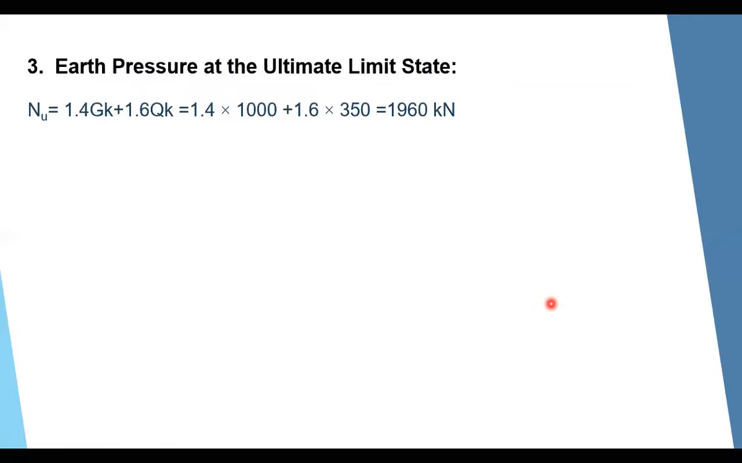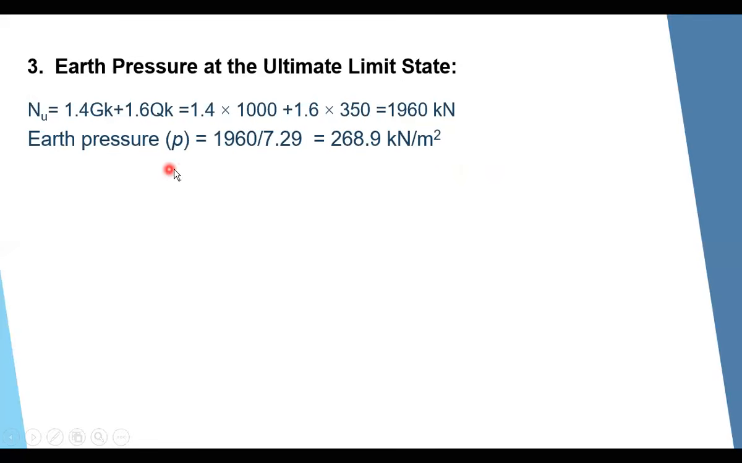The third step, we have to get the earth pressure at the ultimate limit state, because for the design of reinforcement, checking shear, all of these are at the ultimate limit state. So we need again to get the stress under the footing or the soil pressure at the ultimate limit state, not at the service limit state. So to do that, we have to get the N ultimate. We already did that in the first step. So the N ultimate was 1,960 kilonewton.